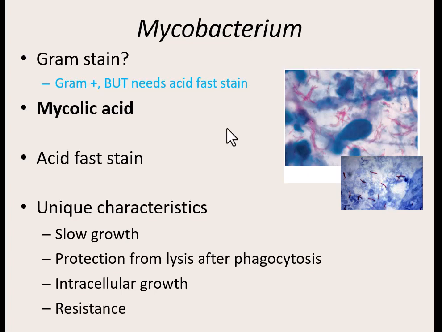To fully diagnose, we would have to do an acid-fast stain, and we're looking for that pinkish color versus the nice royal blue. Anything in this genus, the unique characteristics, they're super slow to grow. They do have protection from lysis, meaning if they were eaten by a phagocyte, one of our white blood cells, they don't get broken down. It's great for them. And so they will grow inside of our cells. So they are intracellular. They hide out inside of our cells. And they're starting to become very resistant to antibiotics. Great.